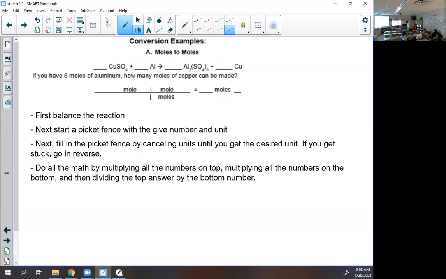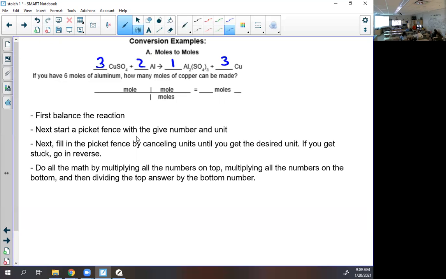Raise your hands if you have it balanced. All right, girls in the lab, nothing? Okay, well, I'm going to balance it now. I'm going to put a 3 right here, a 3 right here, a 2 right here, and a 1. 3, 2, 1, 3. Who had that right?